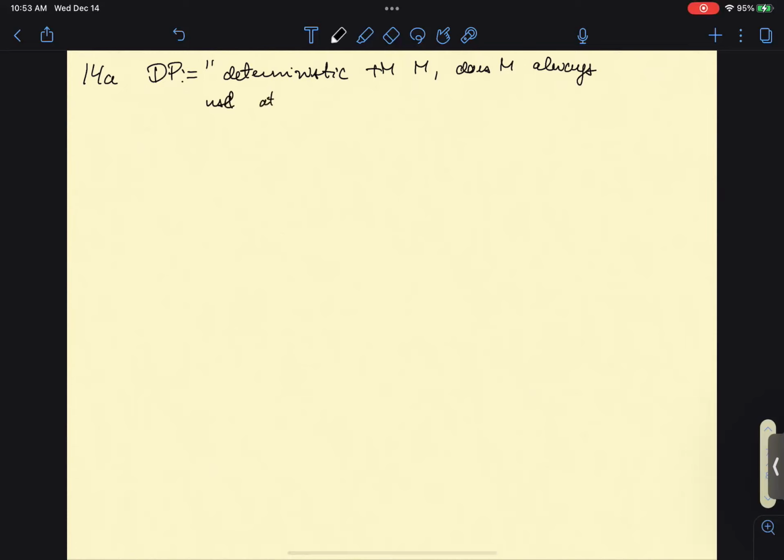So the first one says: given a deterministic Turing machine M, does M always use at least n tape cells? Okay, so that's the decision problem.